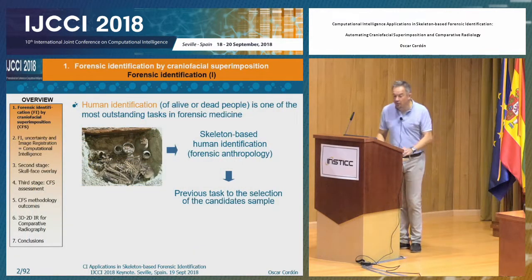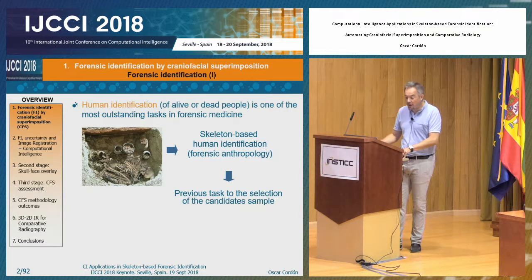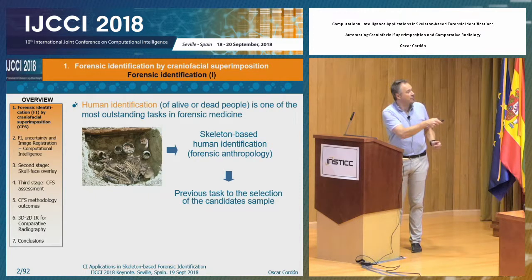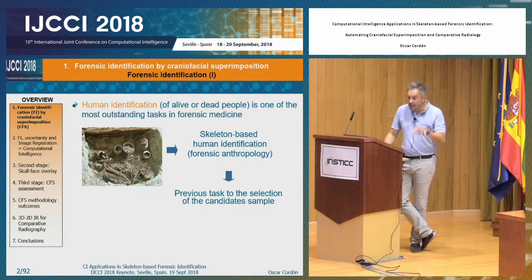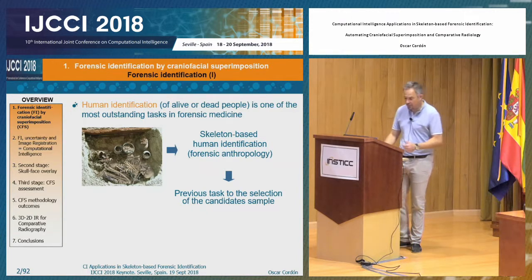So that's the idea. We are talking about human identification, either for alive or dead people. That's usually done in forensic medicine. There are many different techniques. We focus on a skeleton base. And this idea of alive or dead, living people, is important. So we are not only using the bones themselves, the post-mortem, but also CTs and also MRIs of living people.